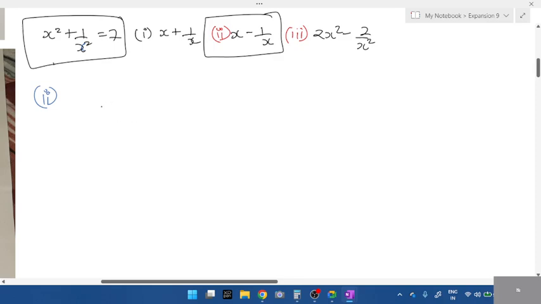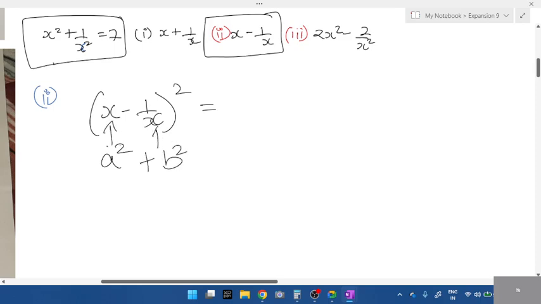Which one do I have to do? How does it look? Look at the formulas again. Okay. How does it look like? A square? Does it look like a square plus b square? How does it look like a square? Is there a square here? Then how does it look like a square plus b square?